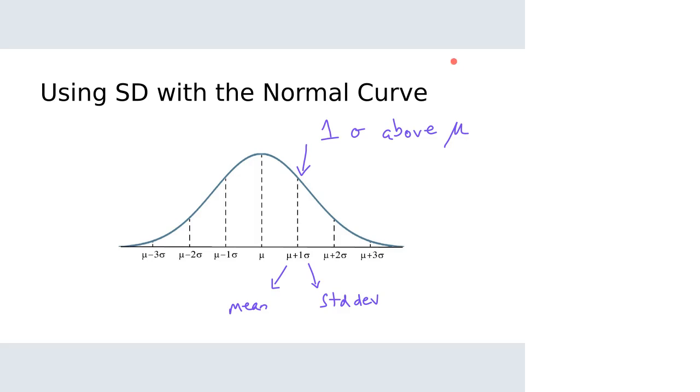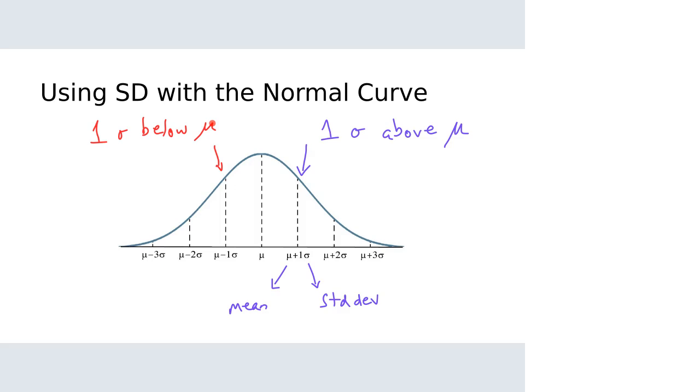Using that same logic, we can go to the left side of the mean and go over here to this place where we've sectioned it off. And this is the mean minus 1 standard deviation. So what we would call that then would be 1 standard deviation below the mean.